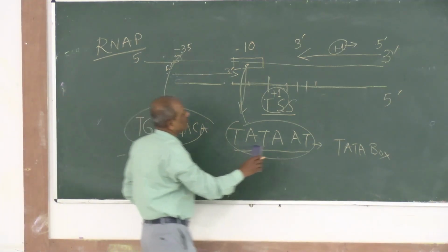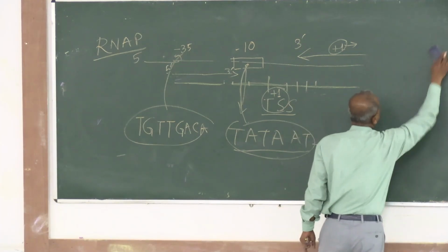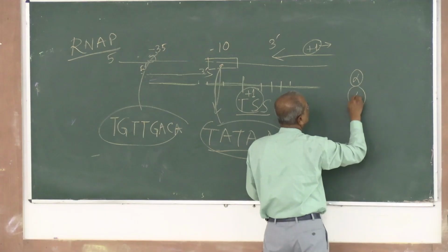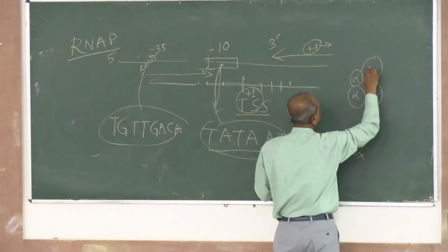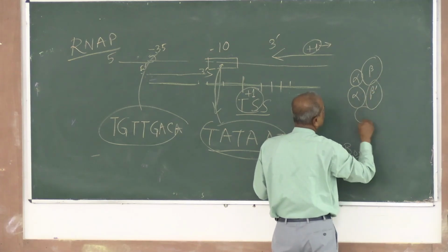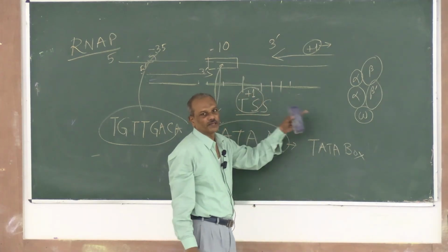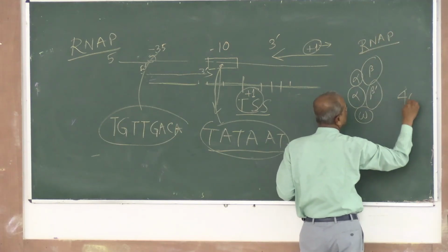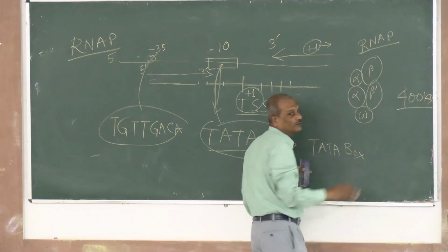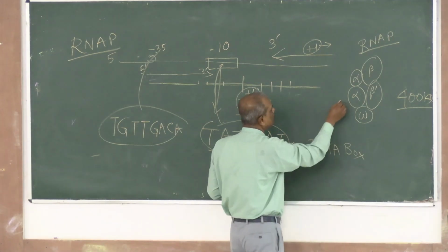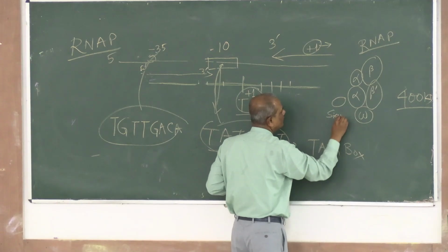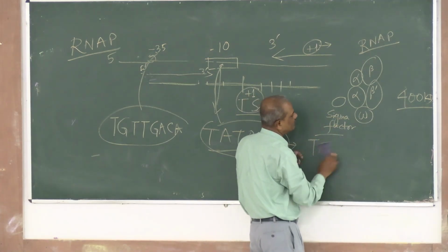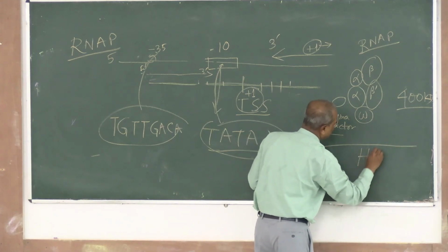This RNAP enzyme consists of 5 subunits: two alpha, the bigger ones, beta and beta prime, and the fifth one is omega. It comprises the RNAP molecule, almost 400 kilodalton, though if you add together the molecular units it will be slightly more, to which one factor called sigma factor is attached. When everything is complete, this entire structure is called the holoenzyme.